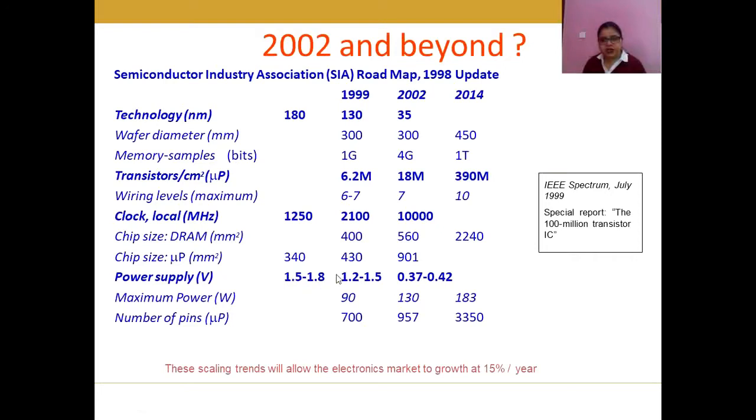Similarly, the reduction in the power supply. See, earlier we were using between 1.5 to 1.8 volts. Now the transistors are working merely on a 0.4 volt, 0.5 volt power supply. So it gives a huge reduction in the power consumption also. That is how we can say that the scaling trends will allow the electronic market to grow at 15% every year. So you can think of where the technology will stand within 10 years.